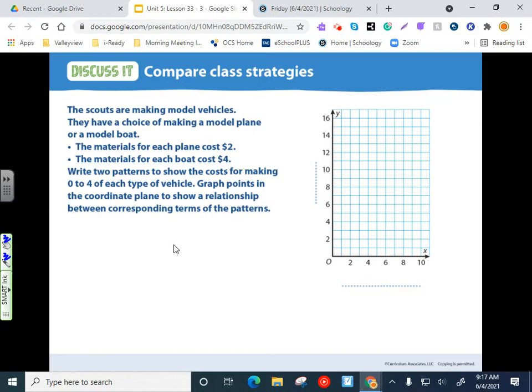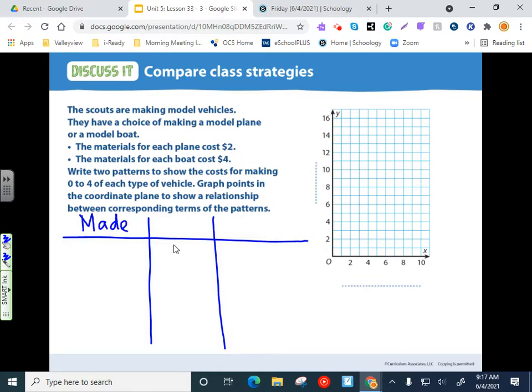So the first thing to do is to create a table to help us kind of organize our information. So do 2 vertical lines and then 1 horizontal line. And I'm just going to put the word made. This is going to be the number of boats and planes we're going to make. So we're going to do 0, 1, 2, 3, and 4. And the cheaper of the two is a plane, and more expensive is the boat.